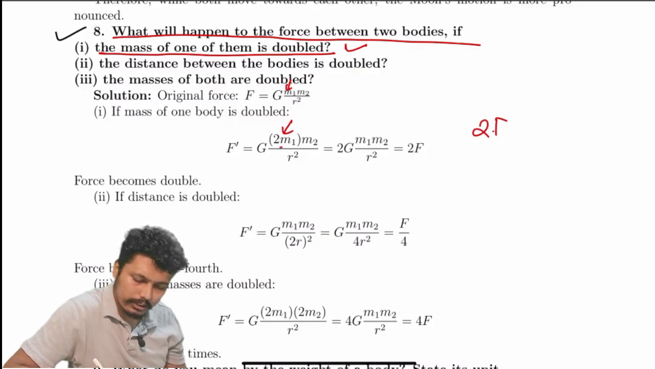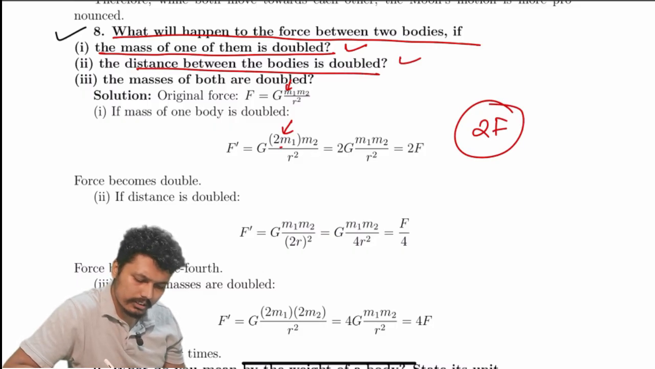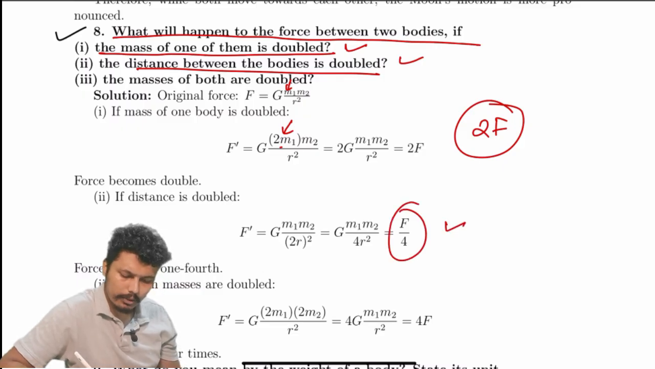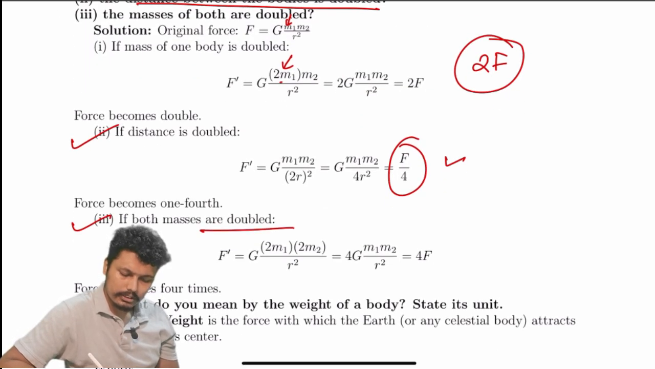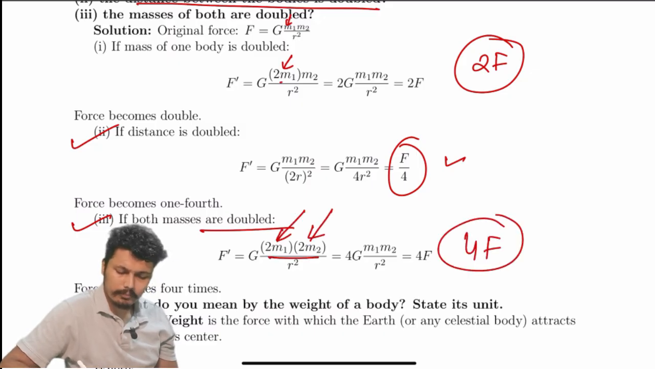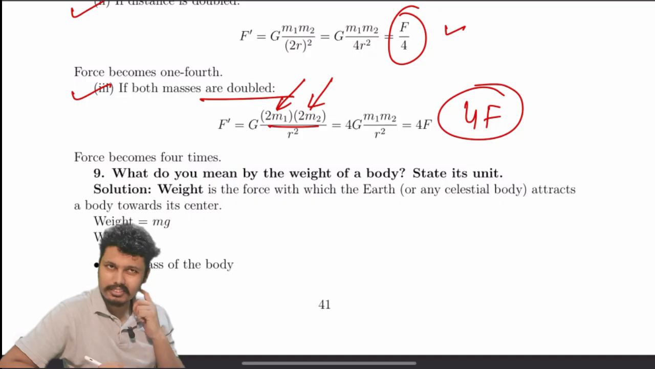So force will be doubled. The distance between them is double. If distance is double, the force will be divided by 4. We have done this one already. If both masses are doubled, so this one 2m1, both are double, the force will be 4 times. We have already known this.